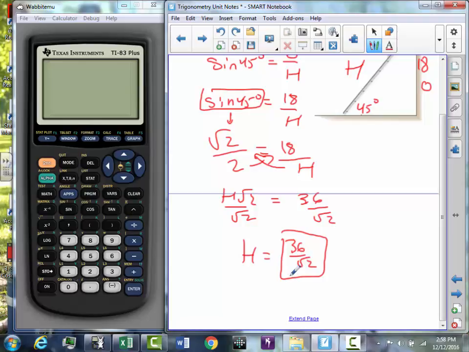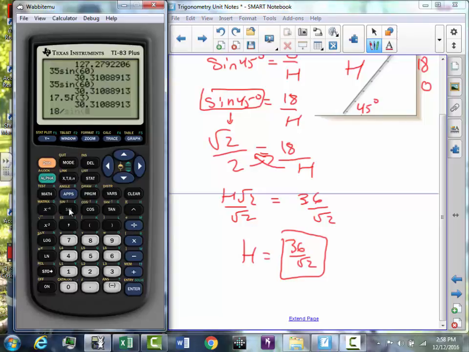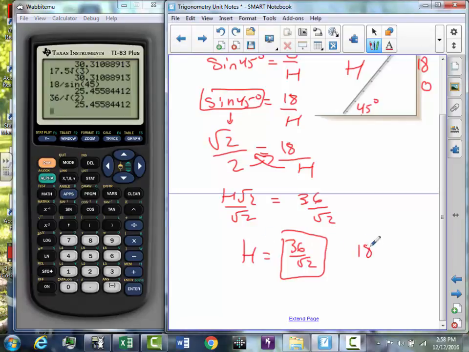You probably wouldn't actually leave it like that, though. Normally, you'd be asked to rationalize. Did I go too fast? Was that something you could follow up to that point? Hopefully, you get the same thing. If you did 18 divided by the sine of 45, and you do 36 divided by root 2, hopefully you get the same thing. Chances are it wouldn't get written like this, though. It probably would get written as 18 root 2. The reason why is they would rationalize. Root 2 times root 2 on the bottom here would literally become 2.